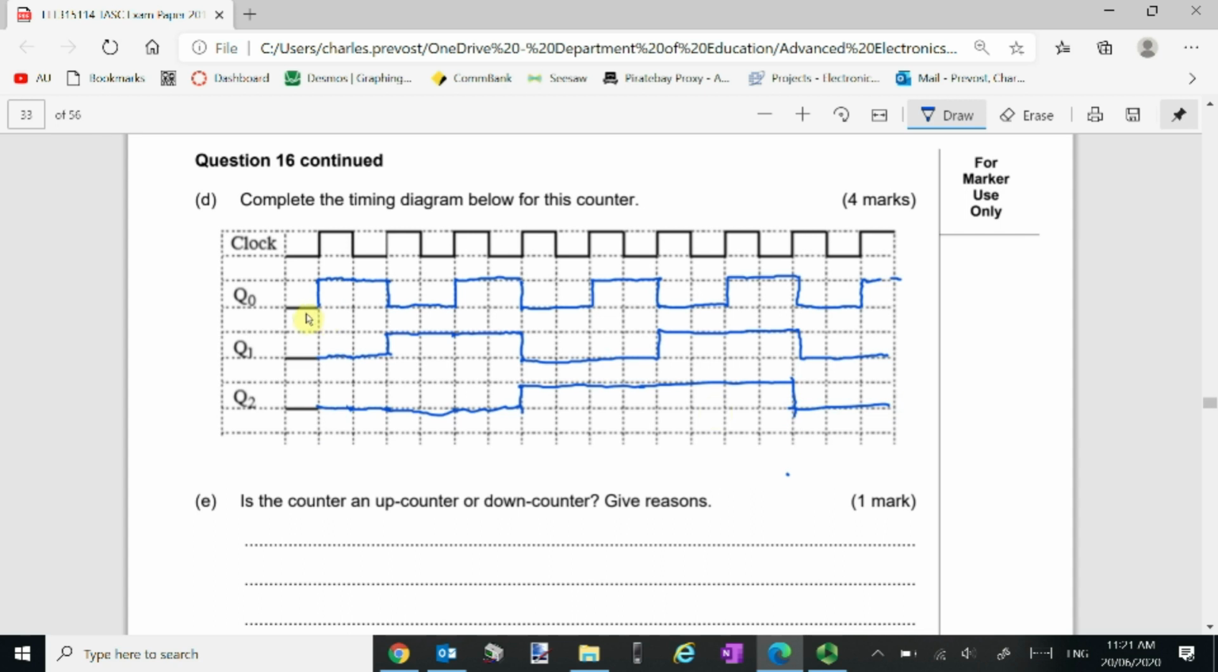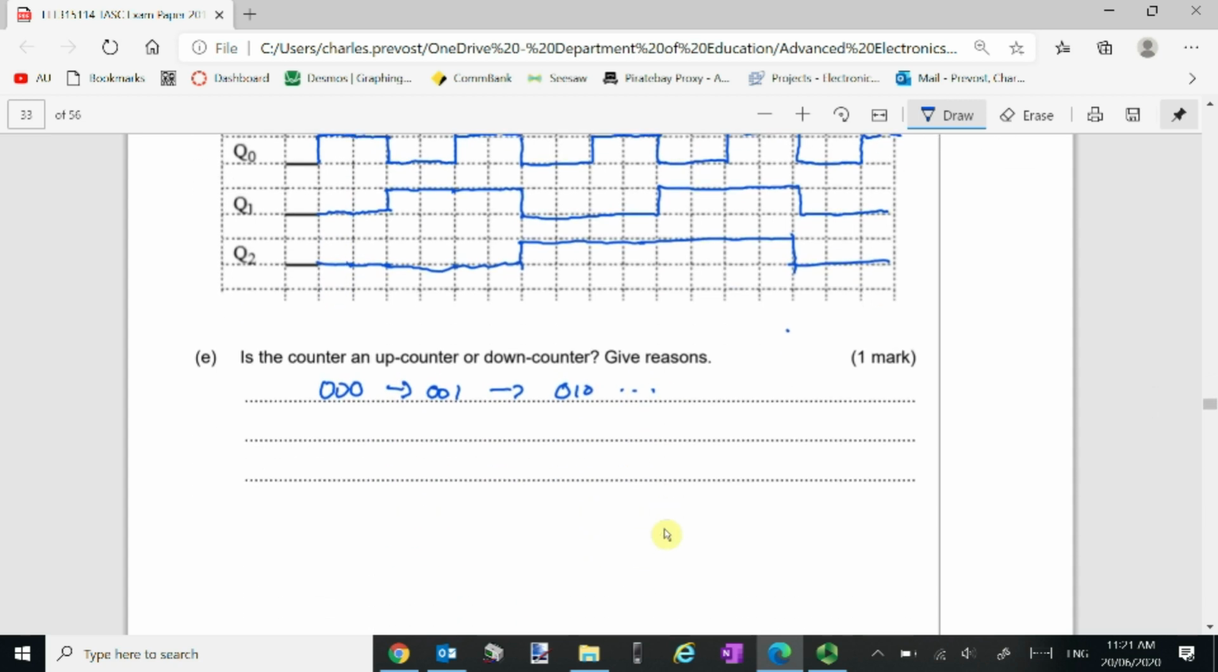So looking at this, we got 0, 0, 0. The next count is 0, 0, 1. So let's just write that down. And that went 0, 1, 0, and so on. And you can see that this is counting up. Okay, so 0 in binary to 1 in binary to 2 in binary. So that's counting up.